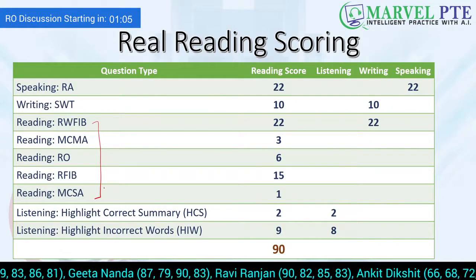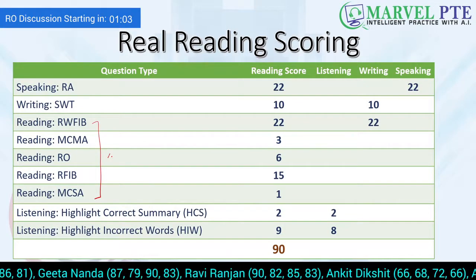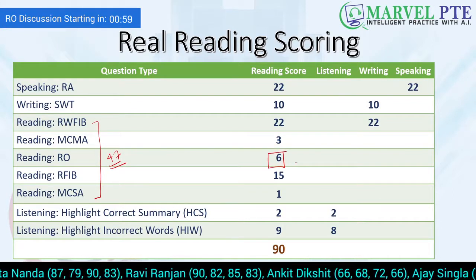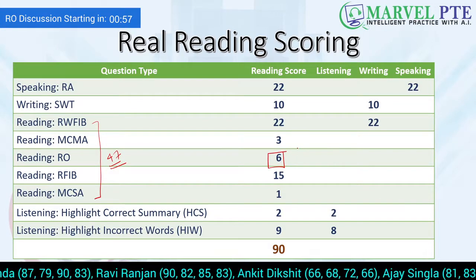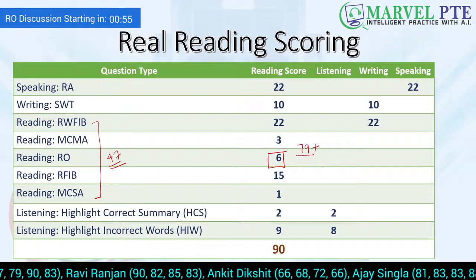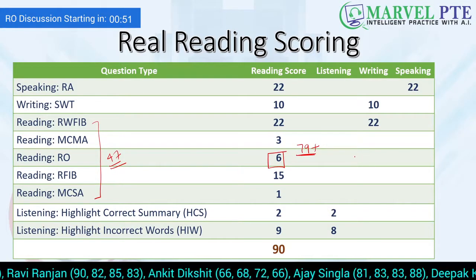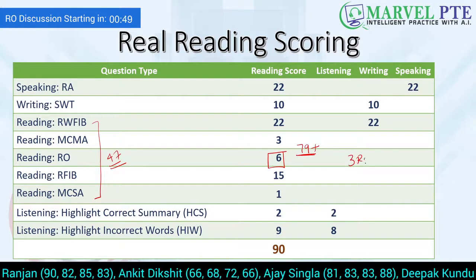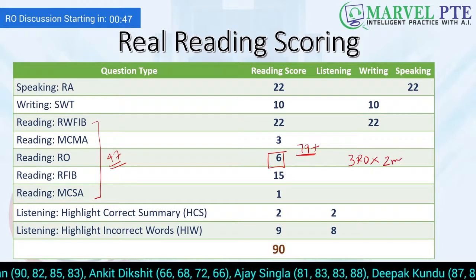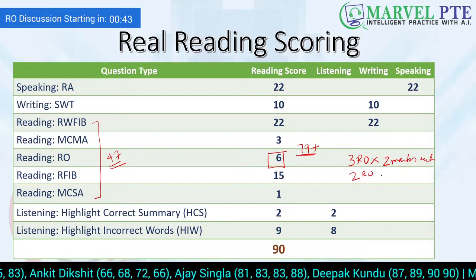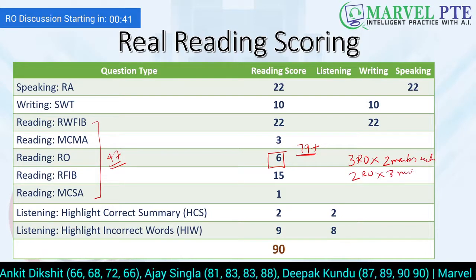If you see जो reading module है, जो उसकी scoring है, that is just of 47 marks. And reorder paragraphs are very important because 6 marks contribute करते हैं, especially if you are looking to target 79 plus. So it means that if you will get 3 reorder paragraphs, they will be of 2 marks each, okay? And if you are getting 2 reorder paragraphs, they will be of 3 marks each.